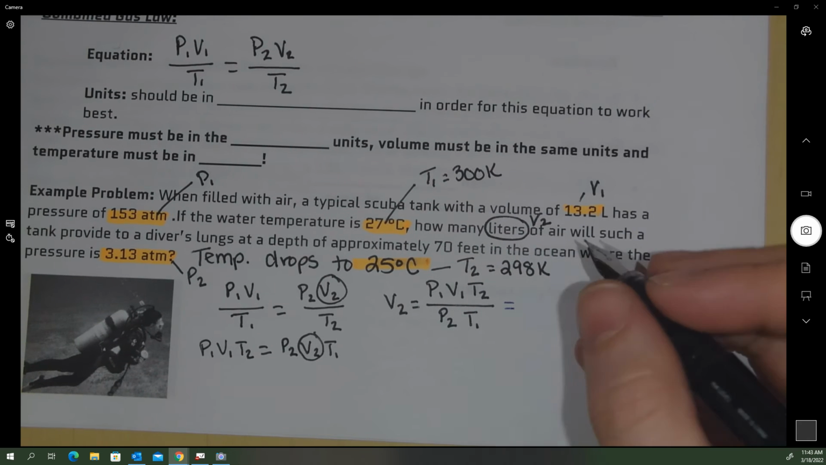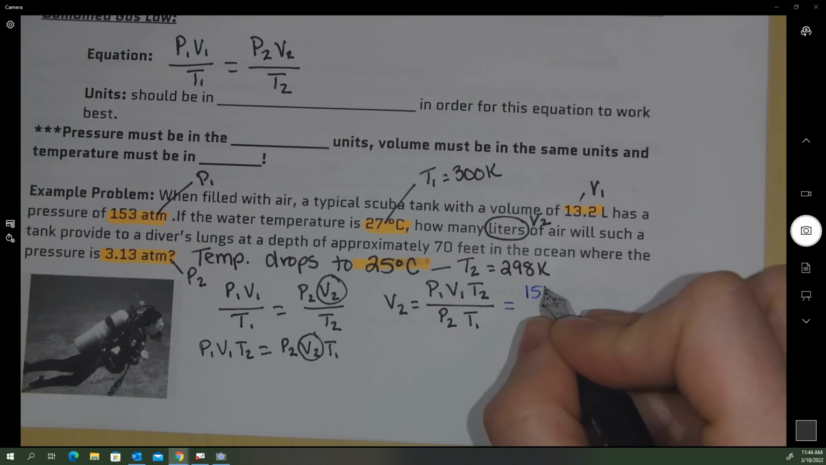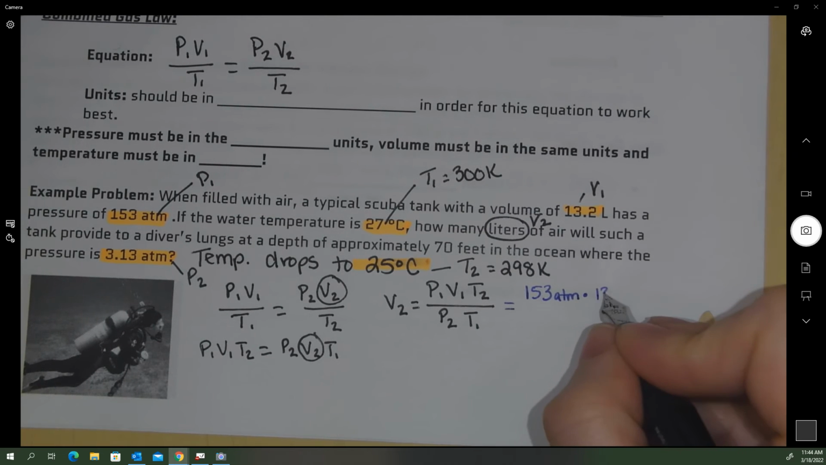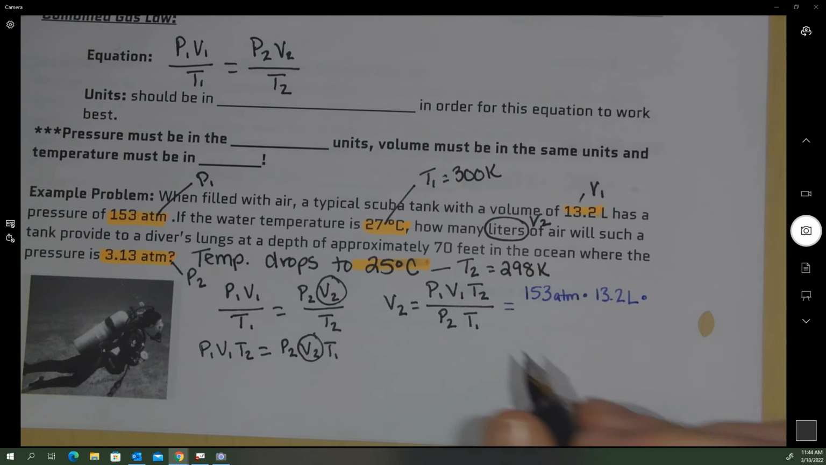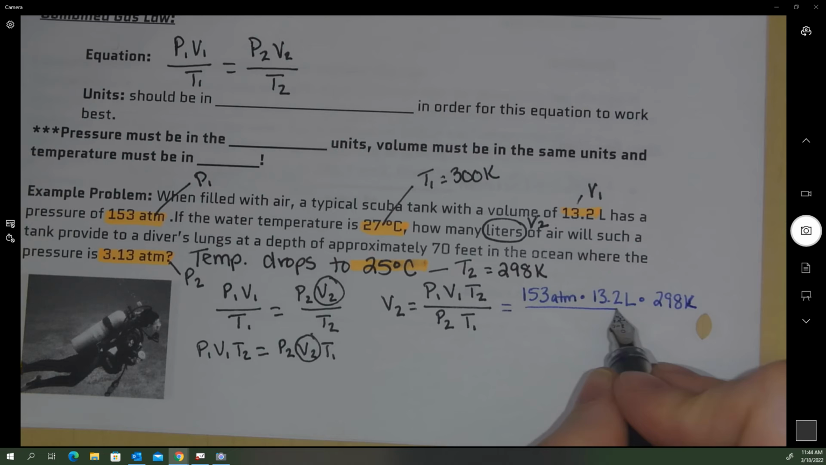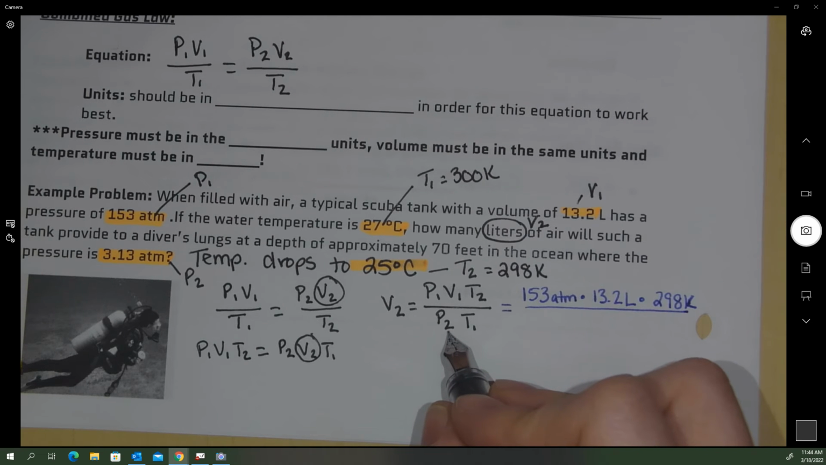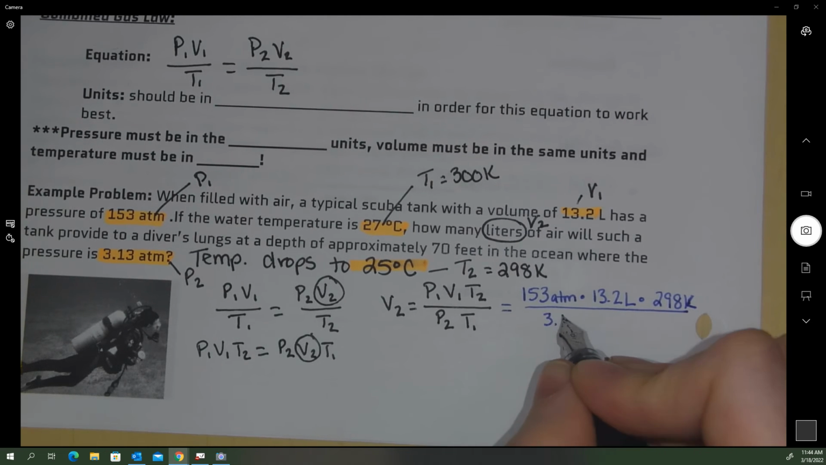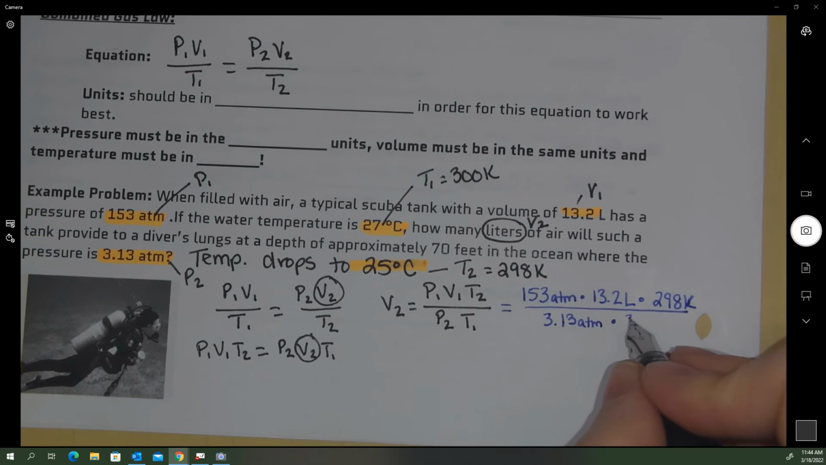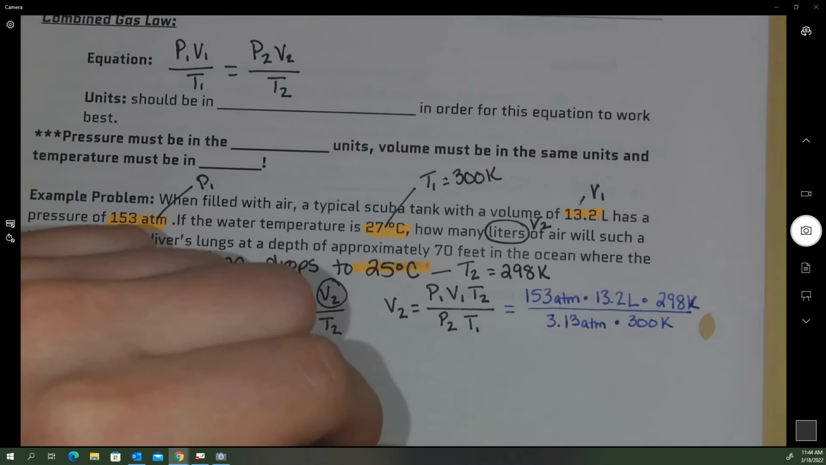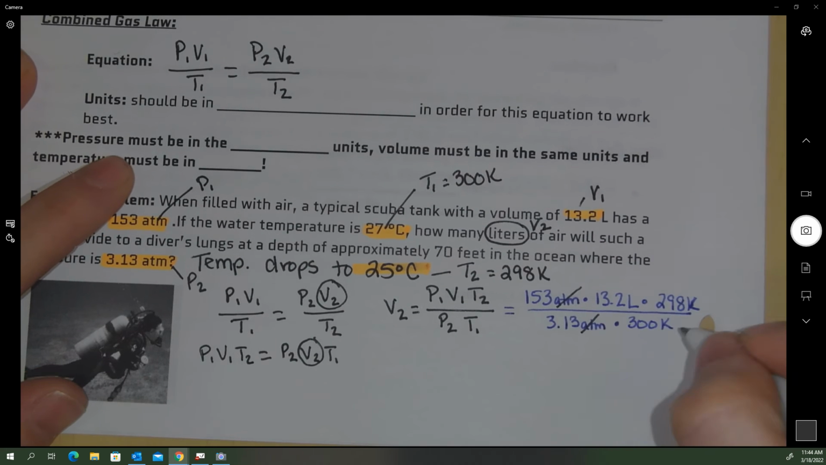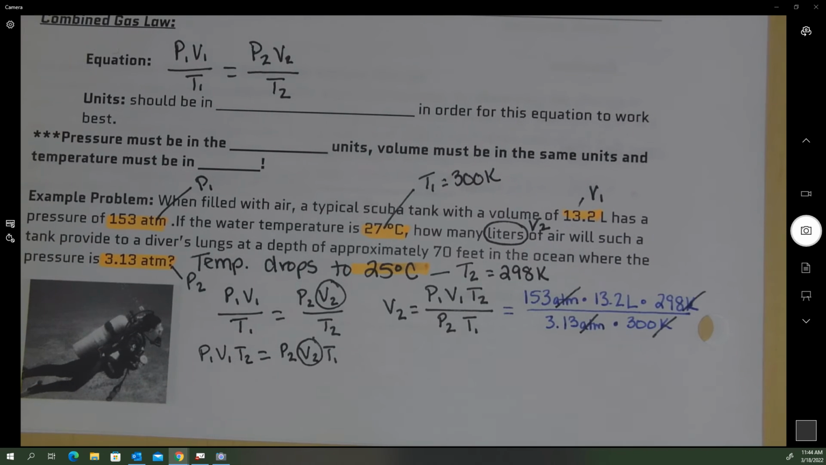So pressure 1 is 153 atm. Volume 1 is 13.2 liters. Temperature 2 is 298 Kelvin. Pressure 2 is 3.13 atm. And temperature 1 is 300 Kelvin. Looking at my units, atm can cancel out, Kelvin can cancel out, and I'm left with the unit liters.